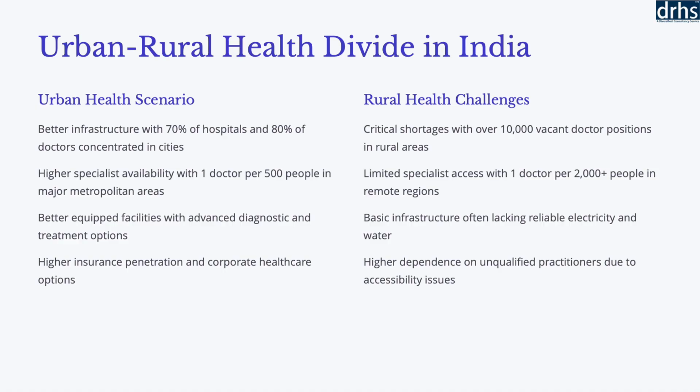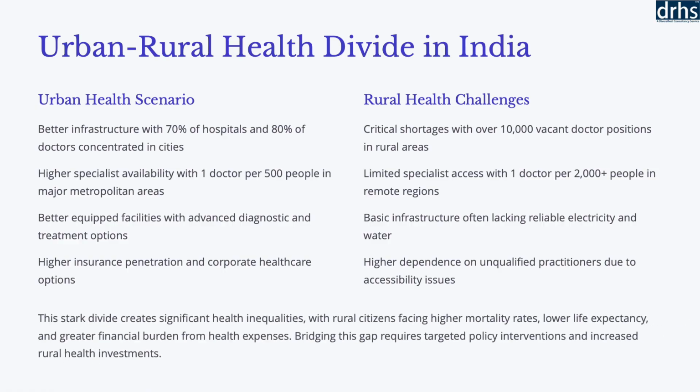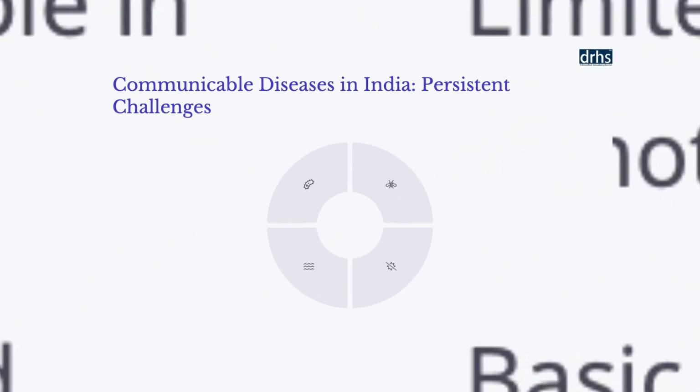This disparity translates into worse health outcomes for rural citizens, including higher maternal and infant mortality rates, lower life expectancy, and a greater likelihood of being pushed into poverty by catastrophic health expenditures. Bridging this chasm requires targeted policy interventions, increased investment in rural health infrastructure, and innovative solutions like telemedicine to ensure equitable health for all. Slide 8.